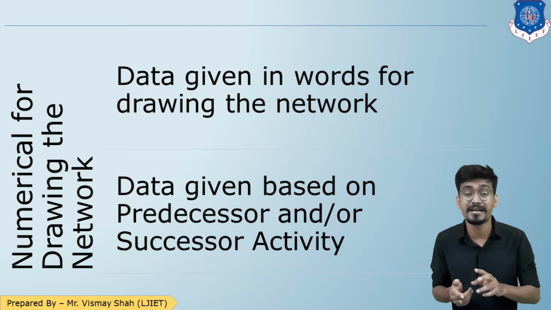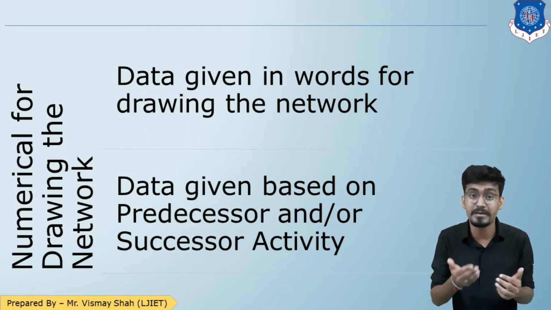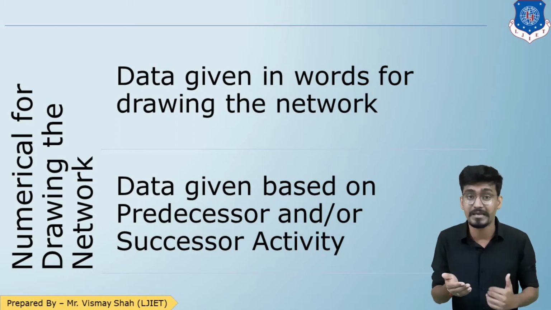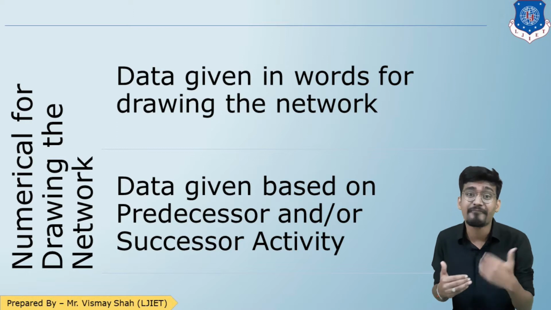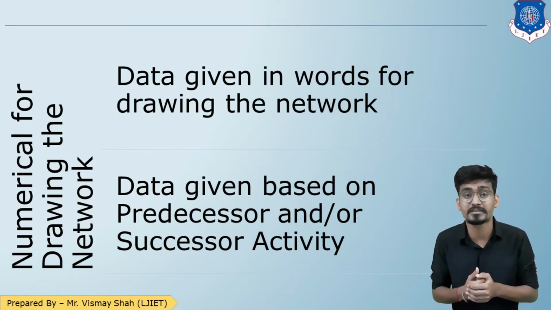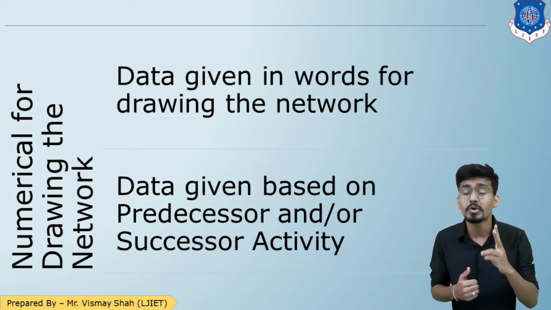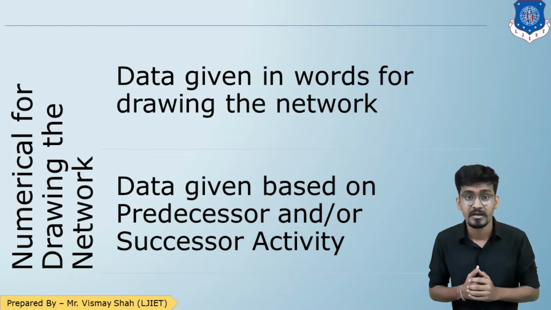Predecessor means before the activity. If A is before B, then A is the predecessor, and B, coming after A, is the successor. So such before and after conditions will be given for the activities, and we have to interpret them and draw the network. So today we are going to see 2 categories of sums for drawing the network only.